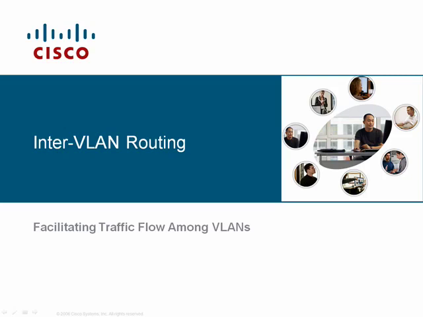Since their introduction, virtual LANs, or VLANs, have provided network engineers added functionality and flexibility in their networks. However, because VLANs are their own broadcast domains, each having their own logical network address space, a Layer 3 device such as a router is needed to route traffic among the VLANs. This video will help you understand the different methods used to facilitate traffic flow from one VLAN to another in a network.